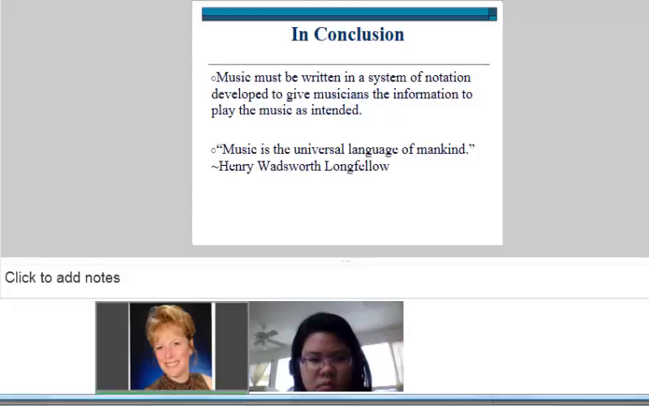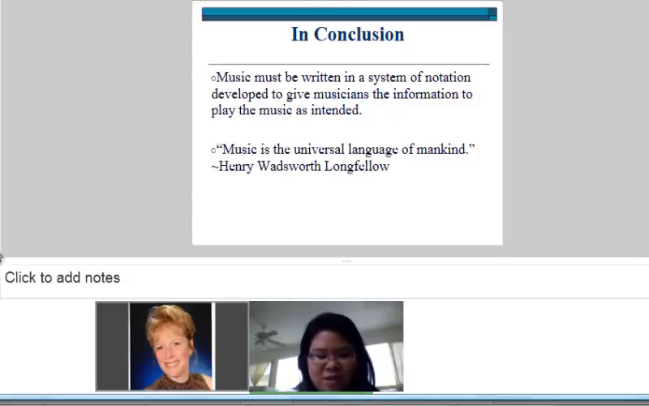In conclusion, music must be written before it can be read, comprehended, and performed by musicians. To do this, a simple system of notation has been developed that gives musicians the information they need to play the music as the composer intended it to be played. As stated by Henry Wadsworth Longfellow, music is the universal language of mankind. Are there any questions?